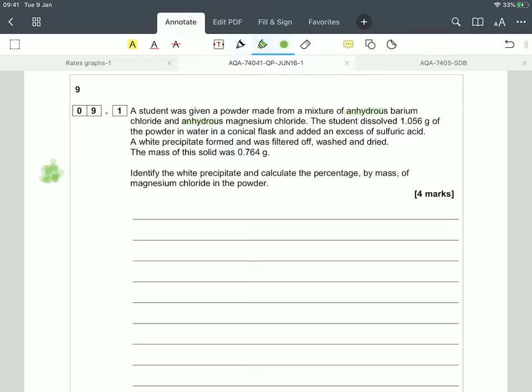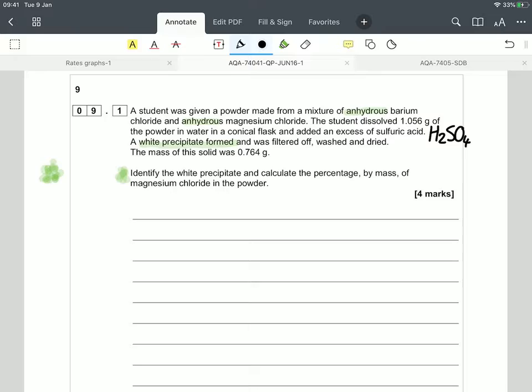A small proportion of the mixture is then dissolved in water, and an excess of H2SO4, sulfuric acid, is added. A white precipitate then forms, and then some stuff was done to it to make sure that it was completely dry. And the mass of this solid was, here's the number. So the first thing is, identify the white precipitate, because if you can't do that, you're stuffed really for the rest of the question.